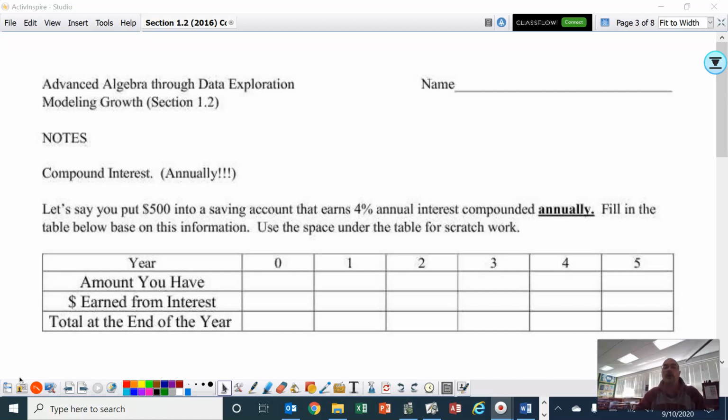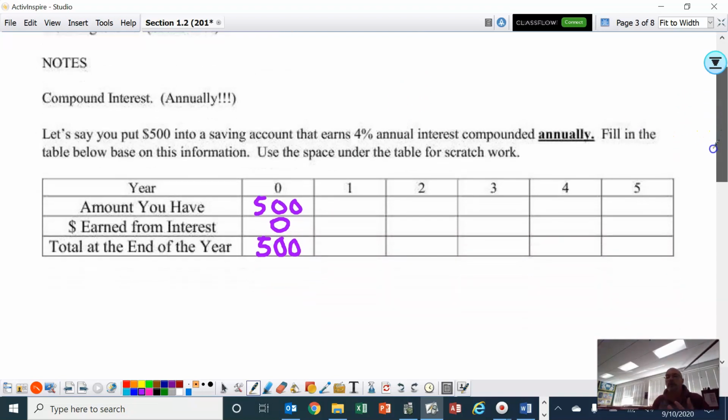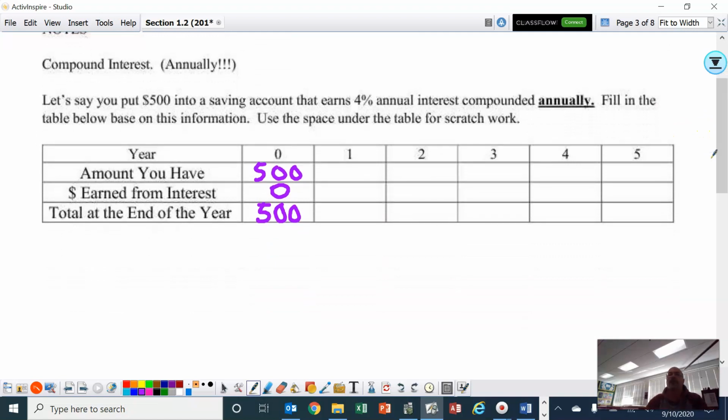All right, here we go. So we're going to start off year 0. We're going to start off with $500. So I'm going to go ahead and put 500 right there. Now you haven't earned any interest yet because you just put the money in the bank. Now, total at the end of the year. Well, you're at 500, right? So now your money has been in there 1 year. And they're going to pay you the interest for that.